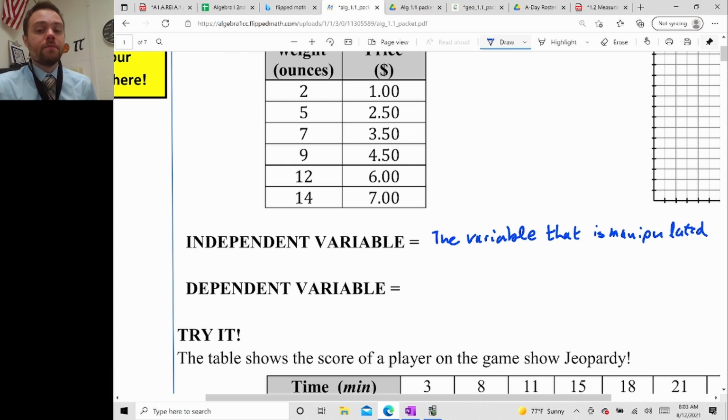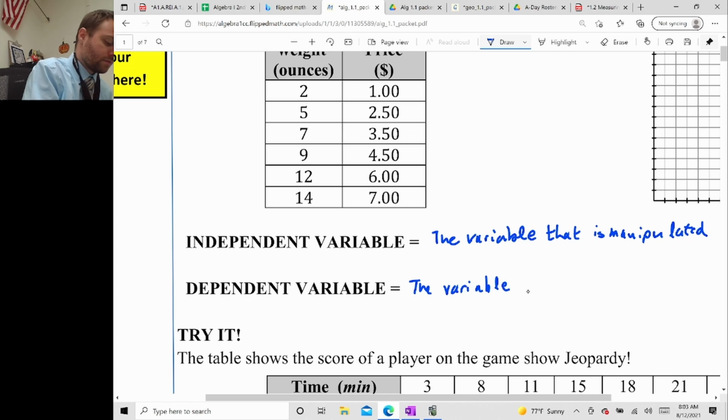Okay, the dependent variable is the variable that changes due to the manipulated variable.